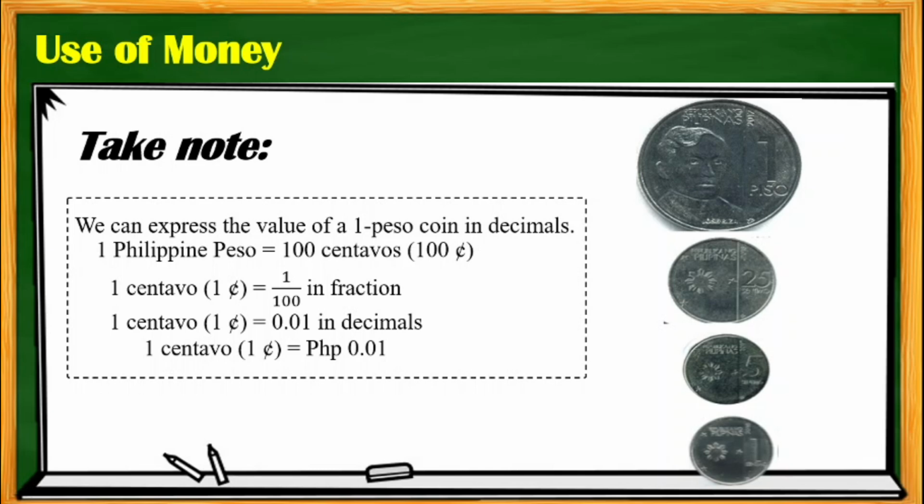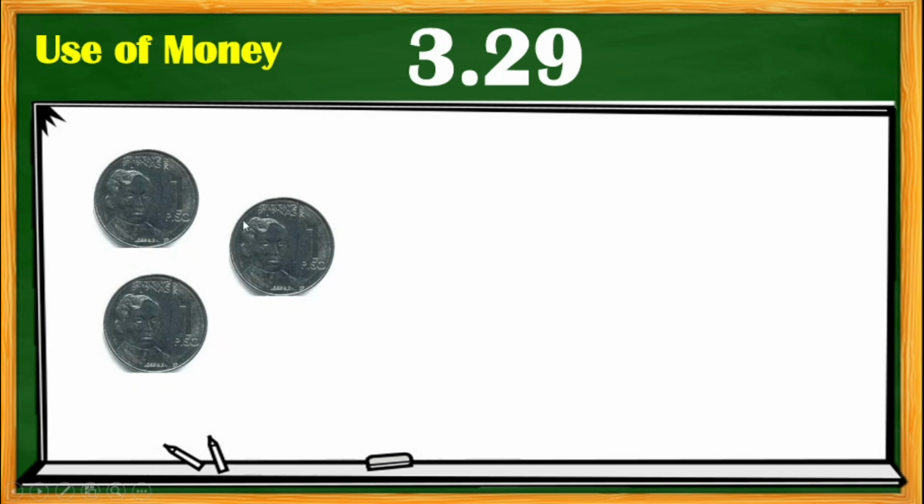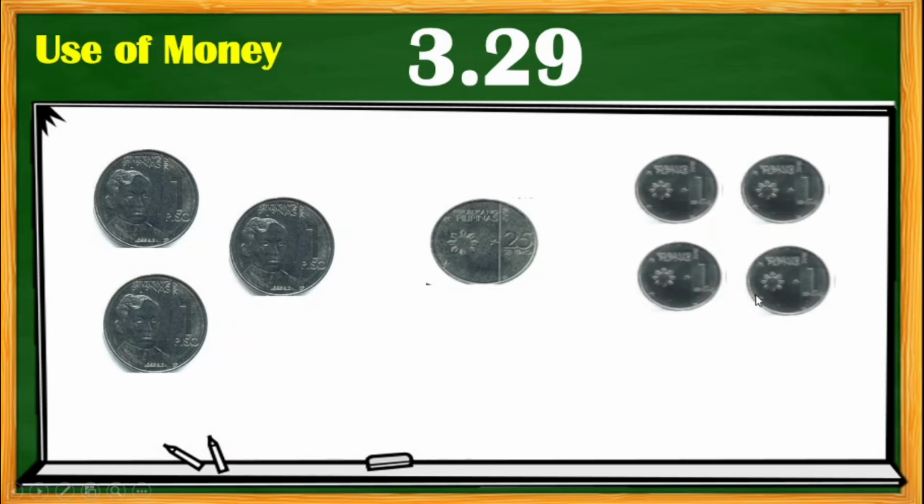Okay. Let's try some examples. 3 and 29 hundredths. So we have 3 peso coins. So 1, 2, 3. This would be the whole number. And then we have 29 hundredths. So how do we visualize this one? We have a 25 centavo coin. So this would be 25. And then add 4. We have 25 plus 4. We have 29 hundredths. So 29 centavo is 29 hundredths.